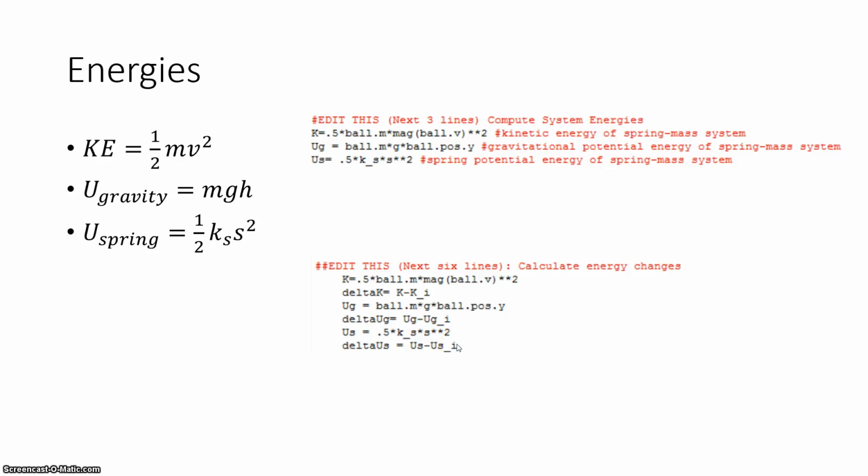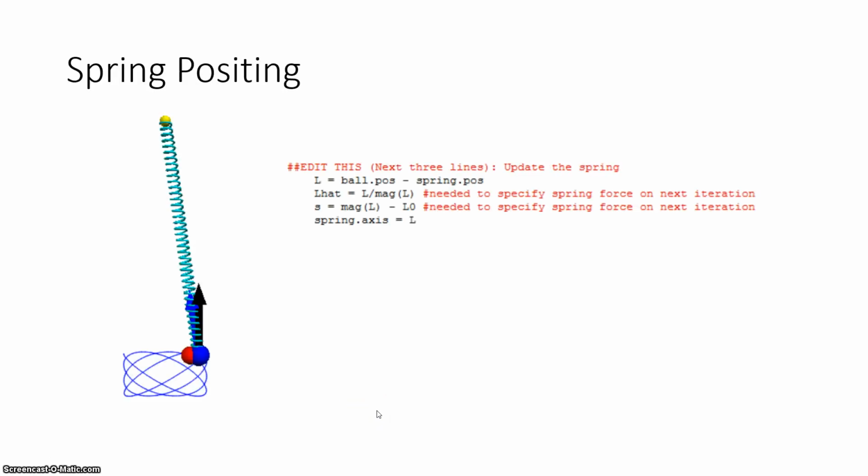There are also three energies of this system: kinetic energy, gravitational potential, and spring potential. And the energy principle that I brought up earlier tells us that the sum of these energy changes should be equal to 0. The first code block here is the initial energies, and the second code block is the energy changes of the system.